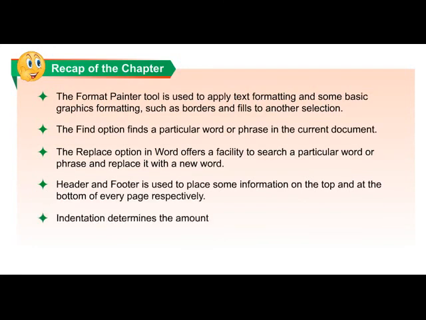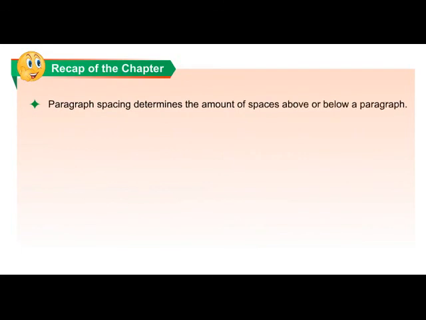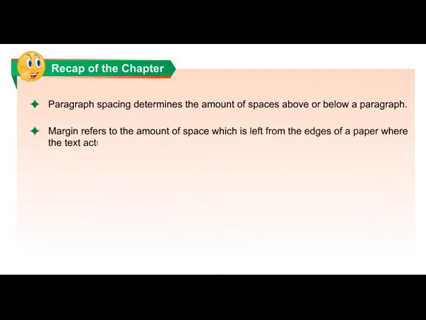Indentation determines the amount of spacing between the text and the page margins. Paragraph spacing determines the amount of spaces above or below a paragraph. Margin refers to the amount of space which is left from the edges of a paper where the text actually begins to appear.